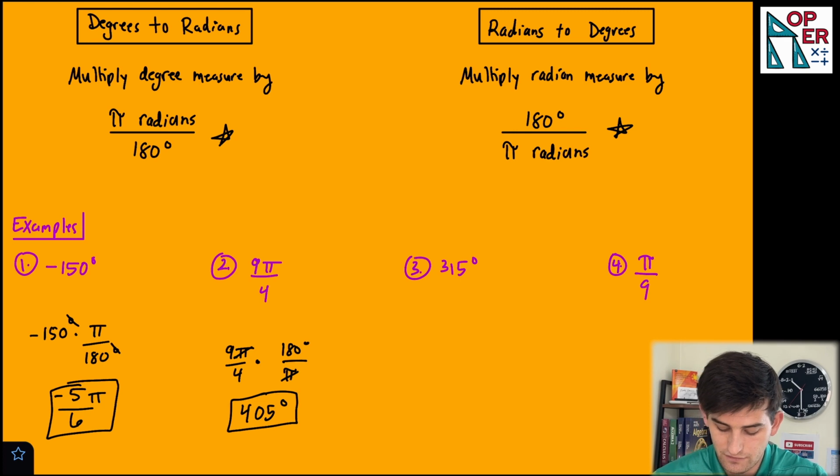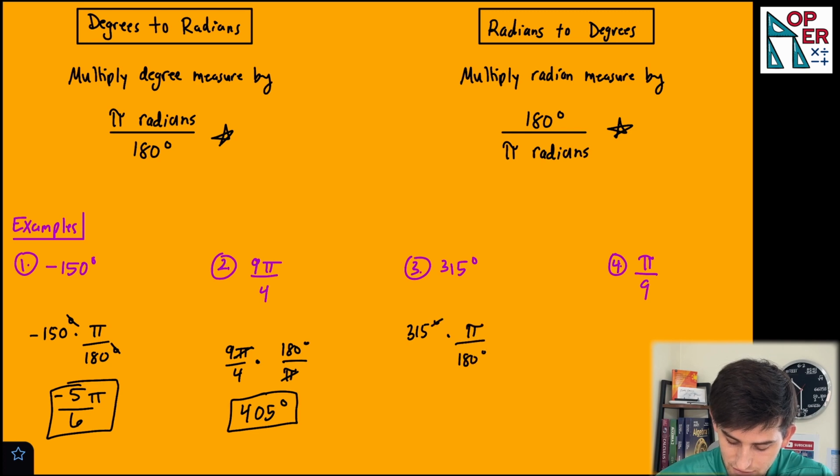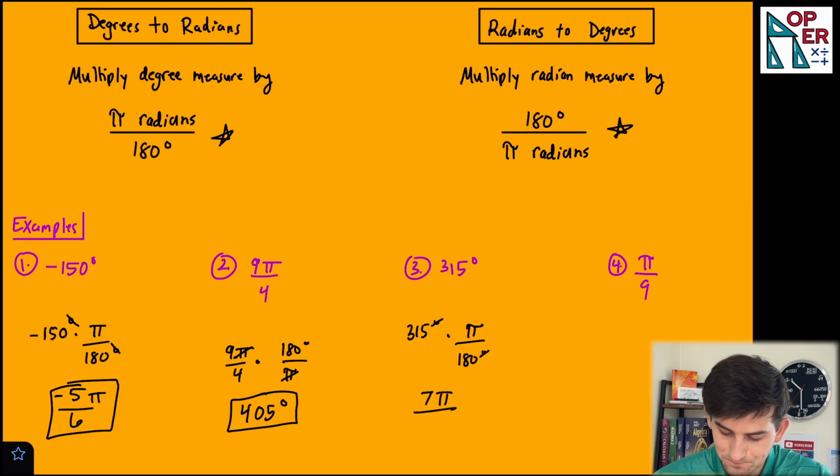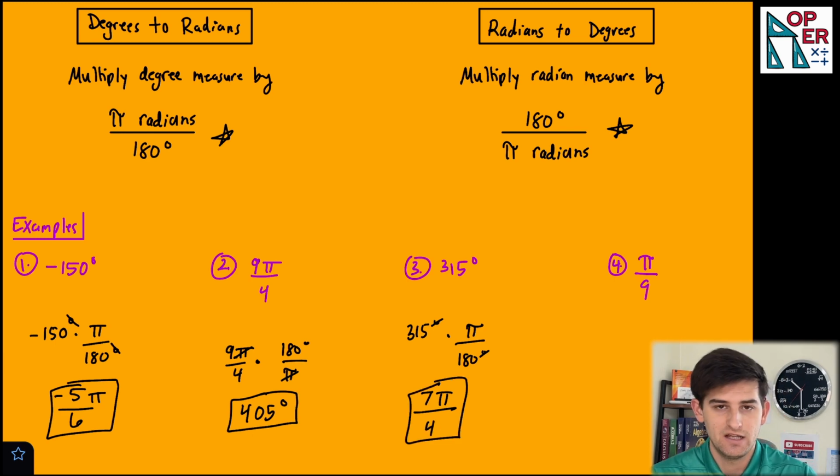All right, number 3, 315 degrees. Once again, we're going to go from degrees to radians. So if we have 315 degrees, we're going to multiply this by pi over 180 degrees. So our degree unit will cancel out. And now we just have 315 over 180. Both of those, the GCF would be 45. So 315 divided by 45 would be 7, so we have 7 pi. And then 180 divided by 45 would be 4. So we're just reducing that fraction there. So our radian measure for 315 degrees would be 7 pi over 4 radians.